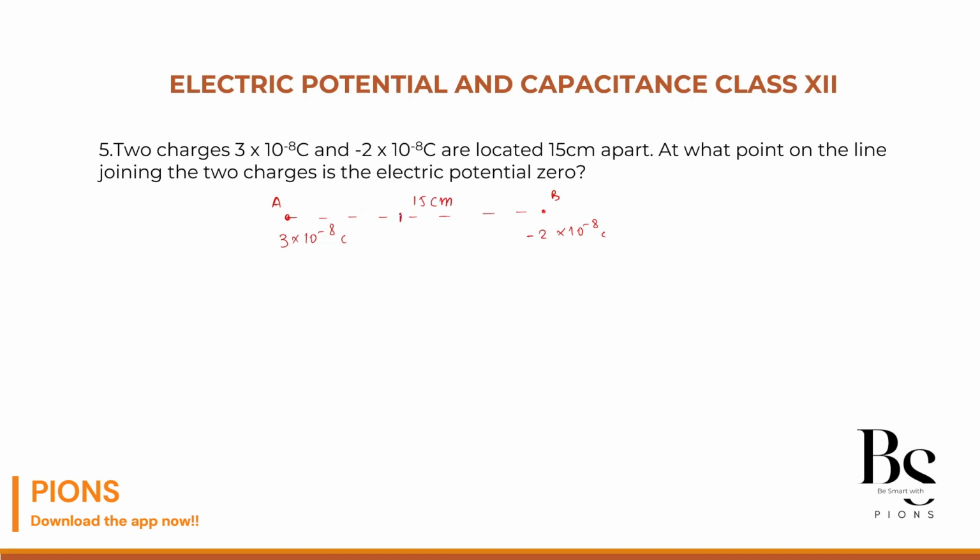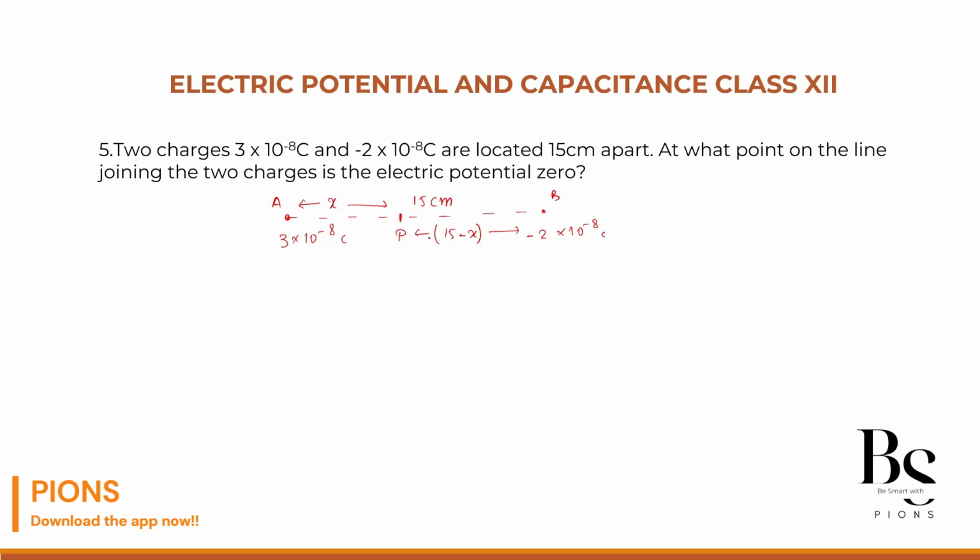At what point on the line joining the two charges is the electric potential 0? Let's say it is 0 at point P. Let me repeat. Let's say at any point P, the potential is 0. What is the distance of AP? It's X. I have assumed. So what will be PB? 15 minus X. Be very careful. So I assumed that at any point P, the potential is 0.